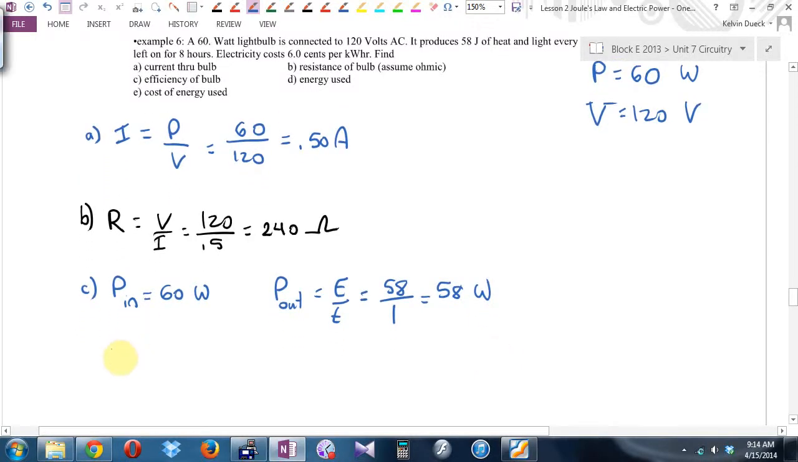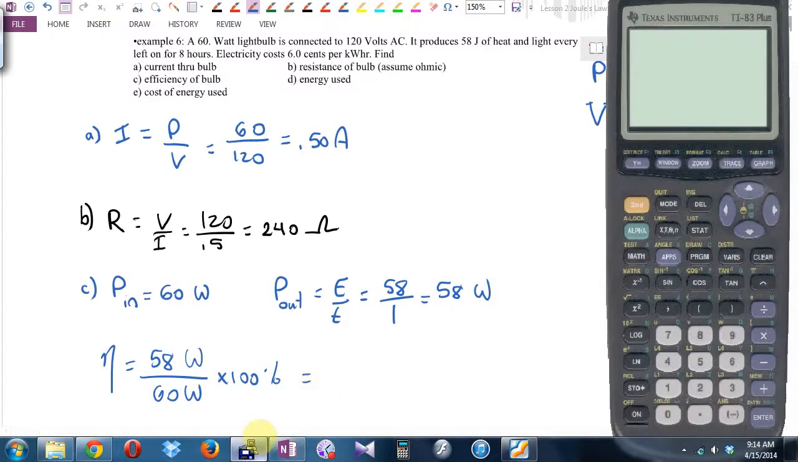Well, efficiency is the smaller number divided by the bigger number. Oh, times 100%. 58 divided by 60 times 100%. You get 96.7% efficient.